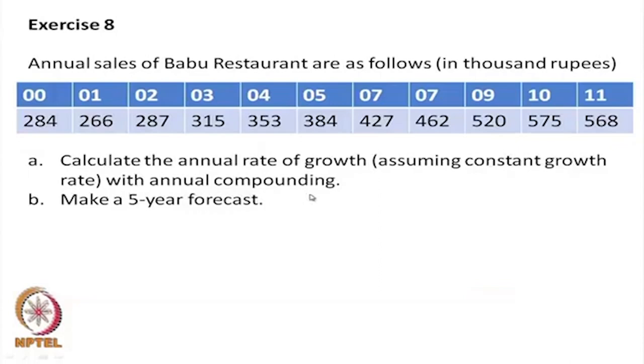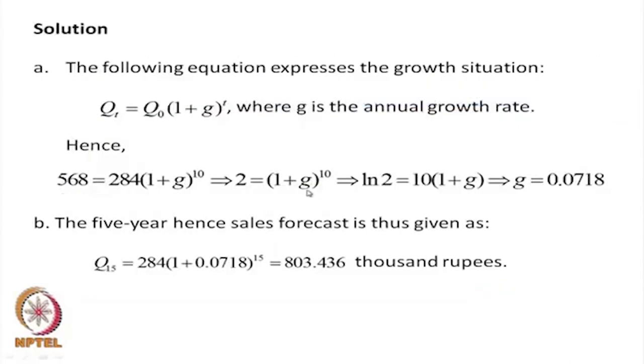Make a 5-year forecast. So, basically, we are assuming here that the quantity sold at time t follows a growth function such as Q0 into (1 plus g) to the power t. Q0 is the sale in the year 2000 and g is the annual growth rate. That means, starting from 2001, sale is expected to be 2000 sale into (1 plus g), 2002 sale will be 2000 sale into (1 plus g) to the power 2, so on and so forth.